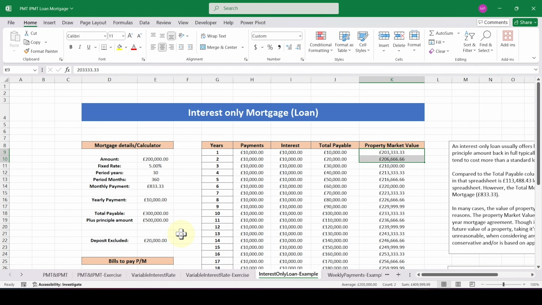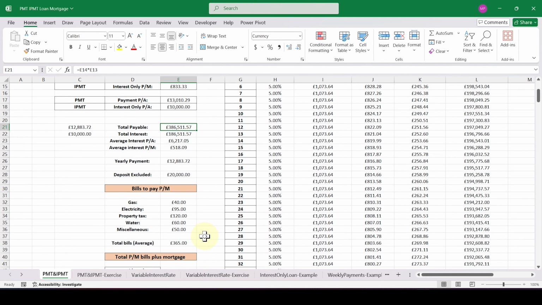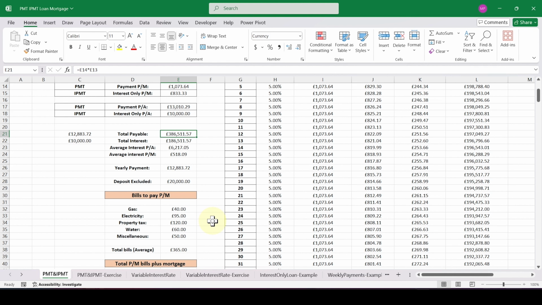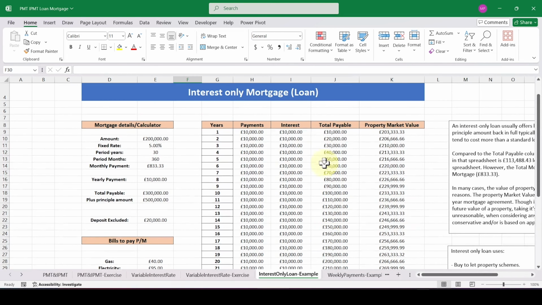You may have noticed that there are some extra figures down here at the bottom. So we have things like gas, electricity, property tax, and then we have the same here in this spreadsheet also: gas, electricity, property tax, etc. Typically, when you use an online mortgage calculator, it will tell you what the payment is per month, and it will give you an estimate of how much it thinks you would actually pay if you were to take on that property. So this would include gas, electricity, miscellaneous bills, etc. So that's the reason for these figures. And basically, that is it. This is what an interest only mortgage looks like.